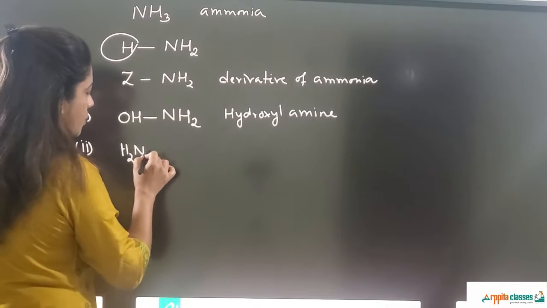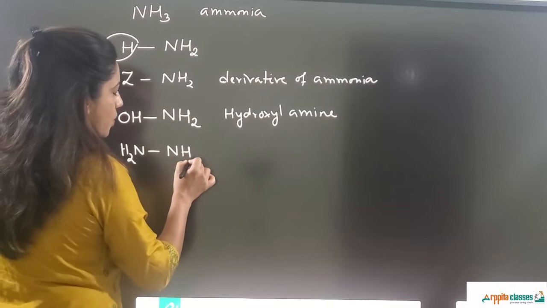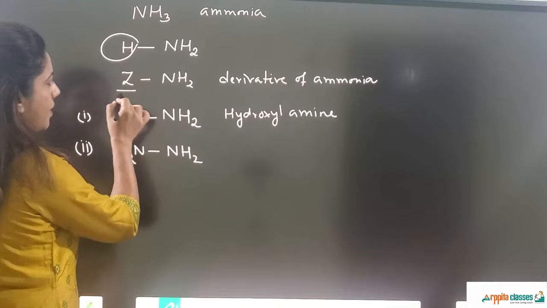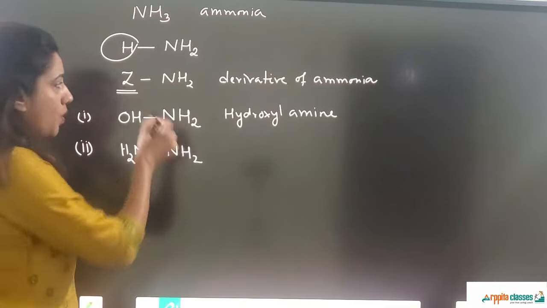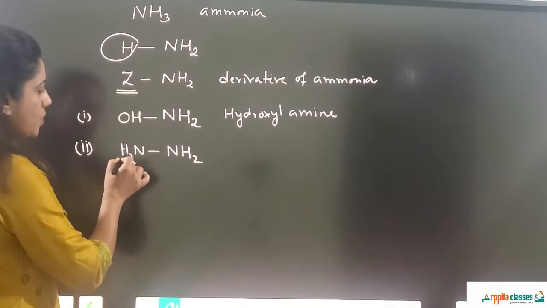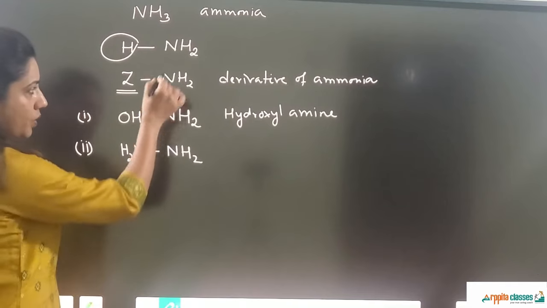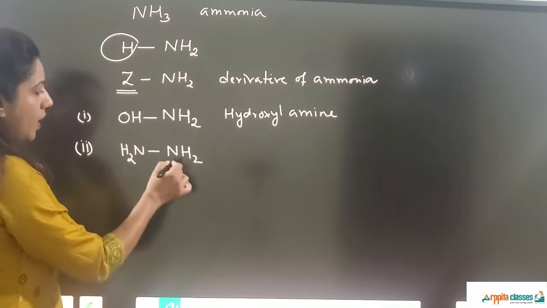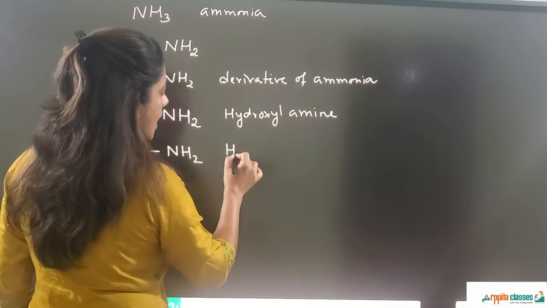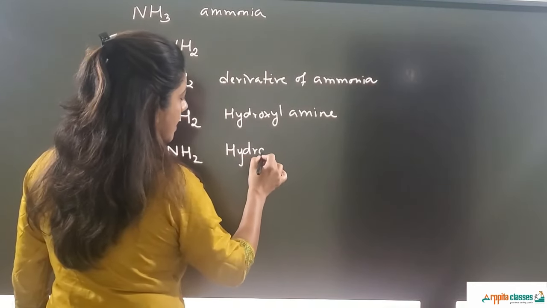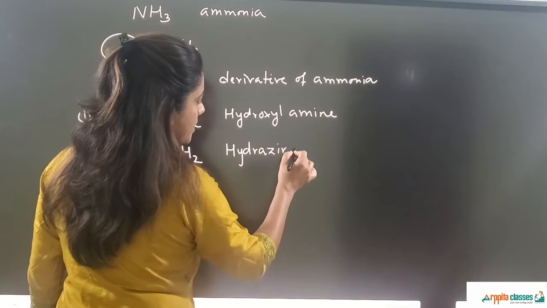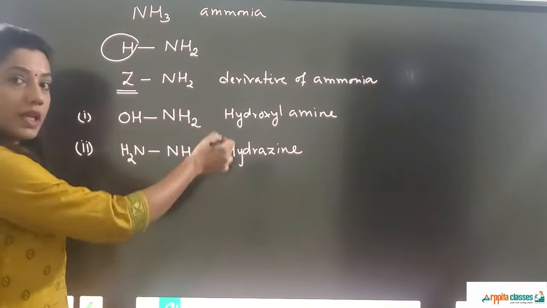So we get NH2, and this NH2 is constant. I am just substituting this Z, remember, writing different groups in place of this Z only. So Z is now substituted by NH2. This NH2 is constant. So NH2 is called hydrazine. So we'll see the addition of aldehyde and ketone with hydrazine.